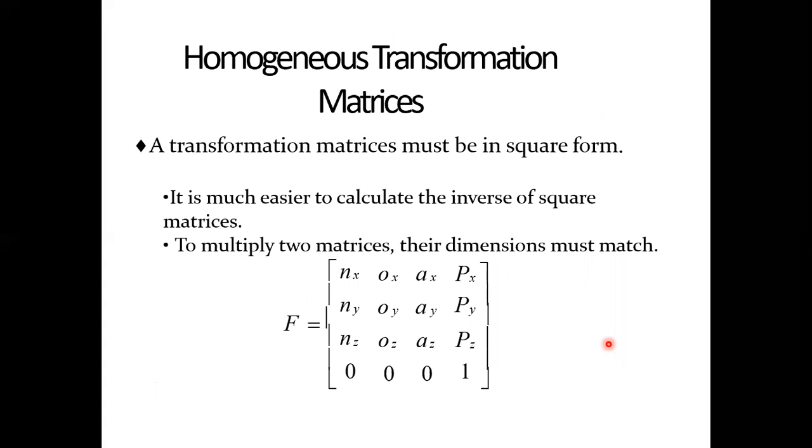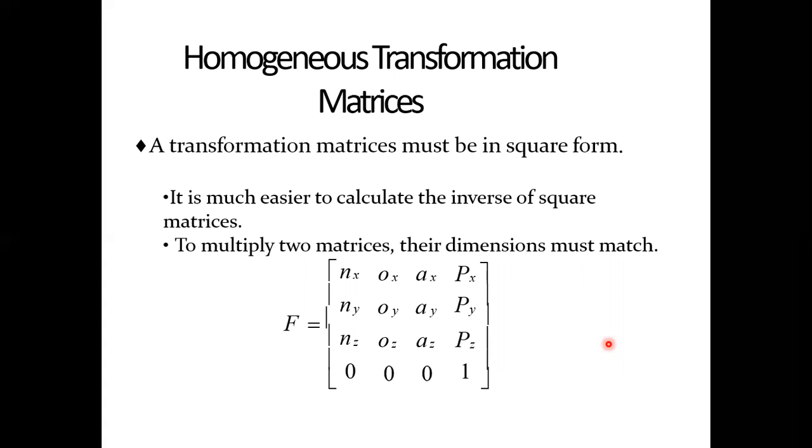MEM School of Engineering, Department of Mechatronics Engineering, online classes, subject Robot Machine Vision Systems, unit number 3, robot mechanics. So last class we discussed the basics of robot mechanics, that is, what is forward kinematics, what is inverse kinematics, and how to represent the robot in a matrix representation. Now in this chapter we are going to discuss the homogeneous transformation matrix.